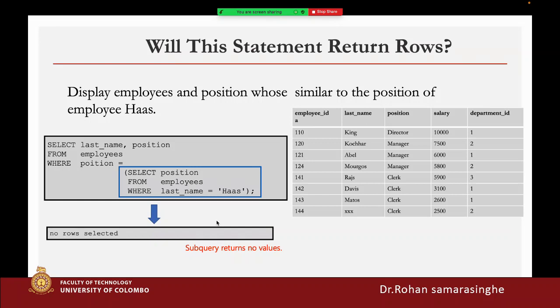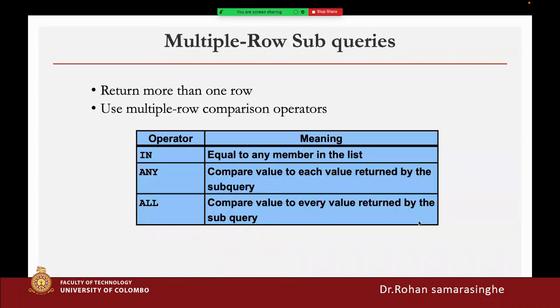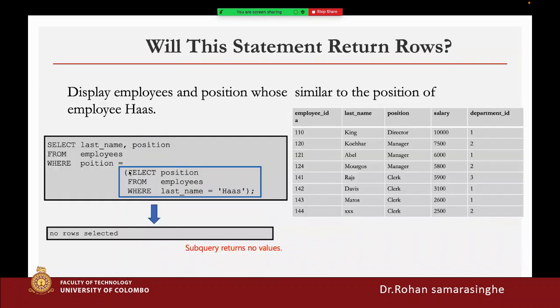No subquery value, no result. But instead of Hers, if we write Rajas, in this case select position from employees where last name is Rajas. Rajas's position is clerk. And you can find another three: Davis, Matos and others. That query has the output.